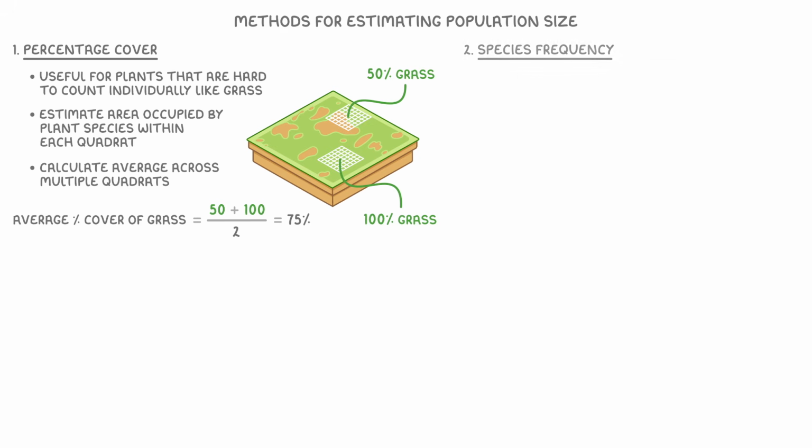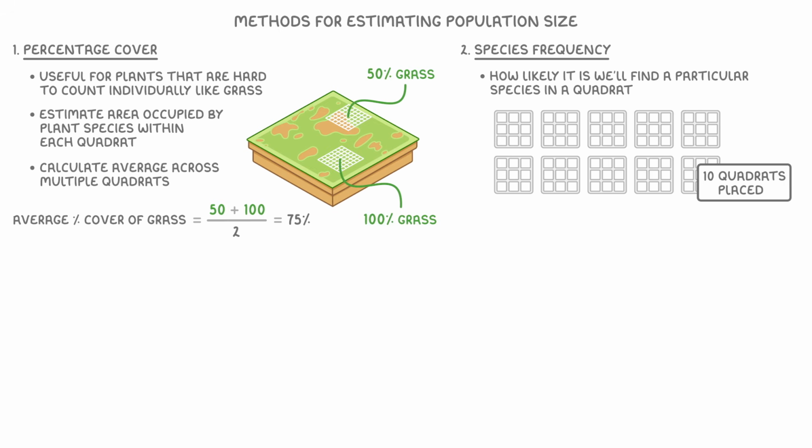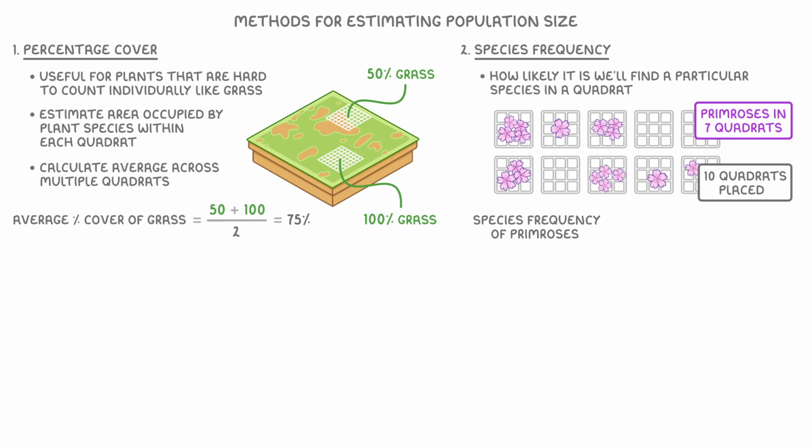Another method is calculating species frequency, and this is a measure of how likely it is that we'll find a particular species in a quadrat. For example, if you placed 10 quadrats and found primroses in 7 of them, the species frequency of primroses would be 7 divided by 10 times by 100 to give you 70% species frequency.